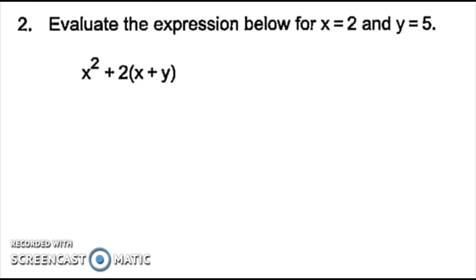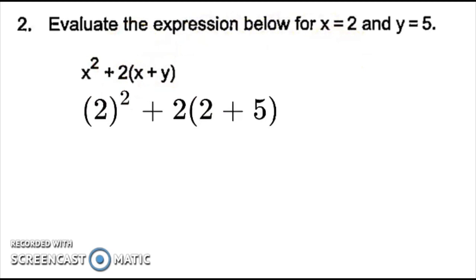Number 2, evaluate the expression below for x equals 2 and y equals 5. We have x squared plus 2 times the quantity of x plus y. When it asks you to evaluate for a variable equaling a number, it wants you to substitute that number in for the letter. So I'm going to replace x with 2, both the x's, and I'm going to replace y with 5. So I'll have 2 squared plus 2 times the quantity of 2 plus 5.